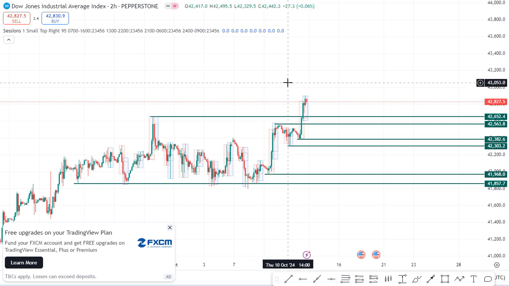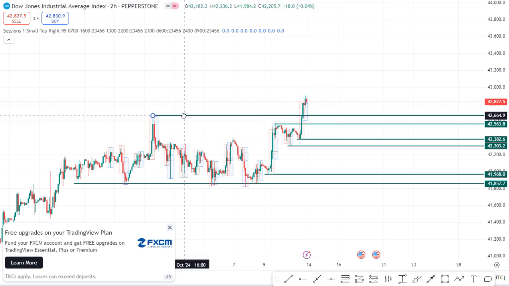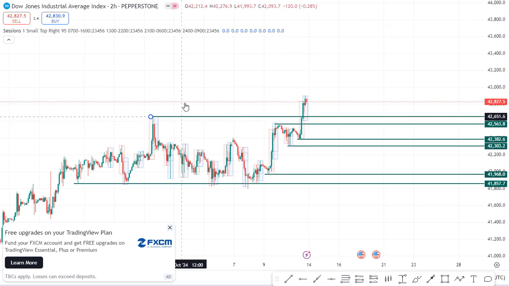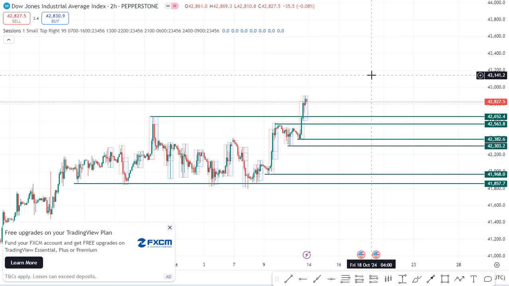So what do I expect going into next week? On Friday we broke this area, which was the previous high. We broke the previous high, so we can expect the price to come back and retest this area before we continue with the buy. But we'll have to find that out as we go down to a lower time frame.